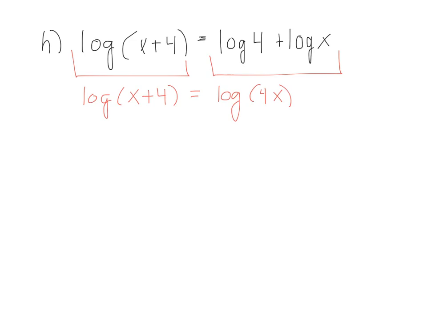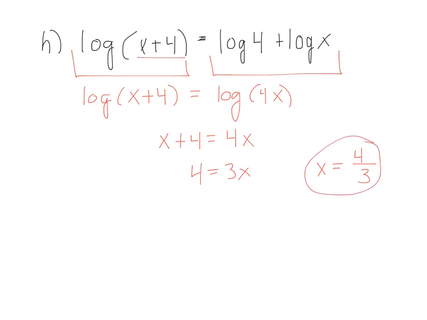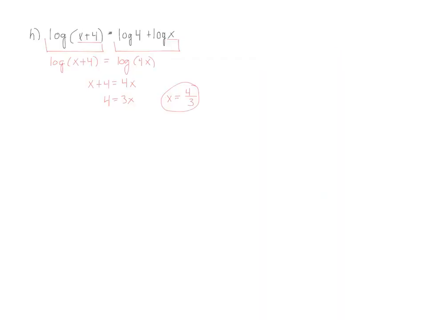So the rule says if you have a logarithm with the same base and the two sides are equal to each other, then the insides are equal. And we solve this equation. 4 equals 3x, so x equals 4/3. And let's just make sure that it keeps the insides of all the logarithms positive. It does, so we're good. So our final answer of that is just x equals 4/3.